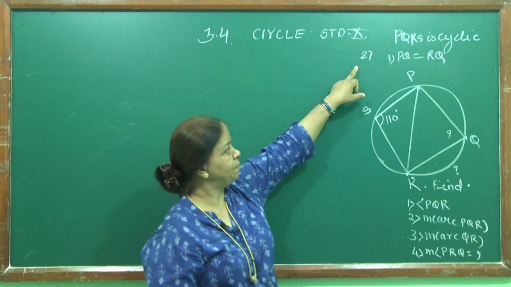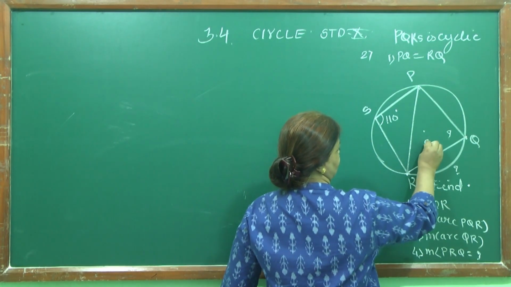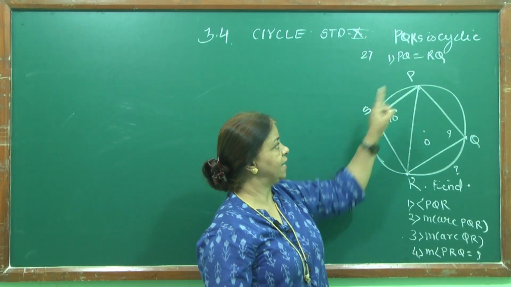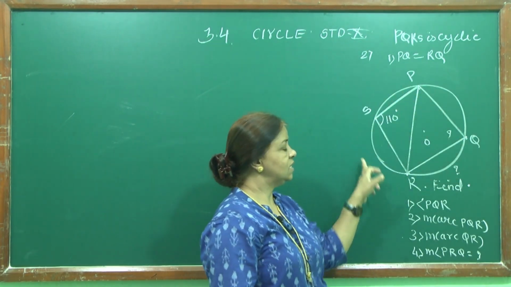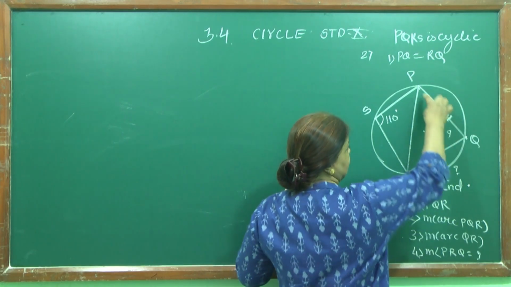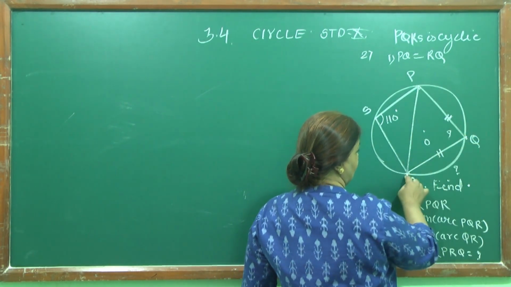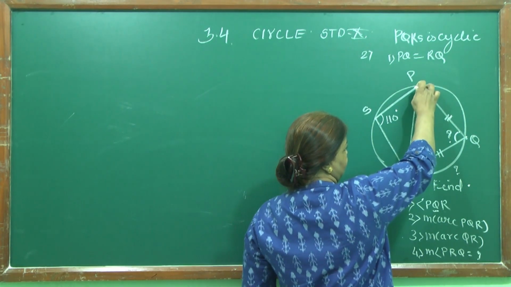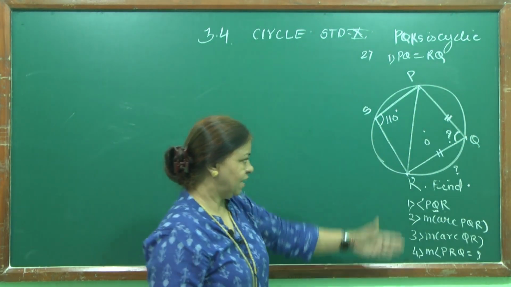Children, 3.4, question number 2. You can see the circle here, children. And the circle is with center O. It is given that PQRS is a cyclic quadrilateral. Cyclic means the vertices of the quadrilateral lie on the circle. And it is also given PQ is equal to RQ. What we need to find out is angle PQR, this middle angle. You can name it PQR, or you can say RQP. Both times Q comes in the middle. So let us find it.